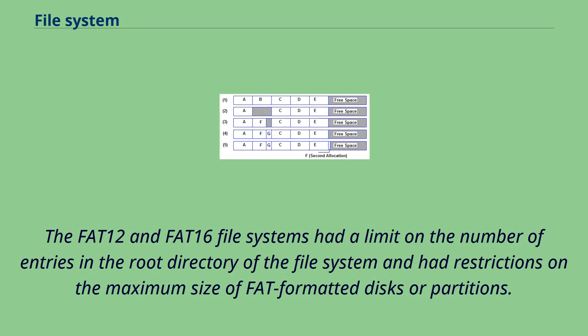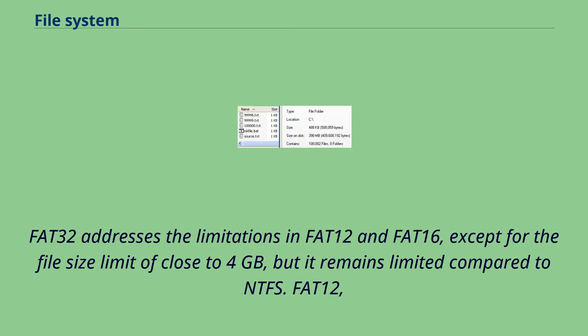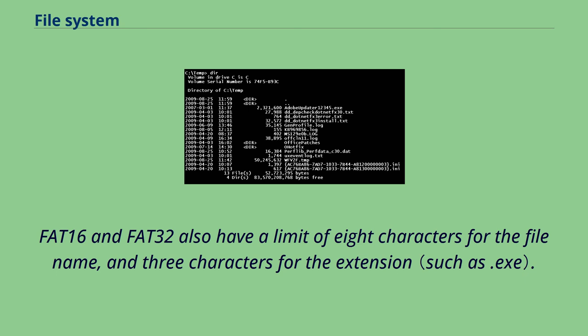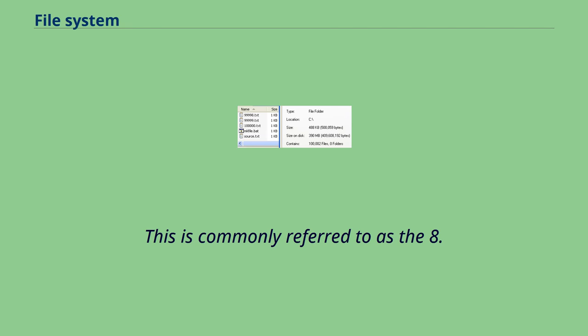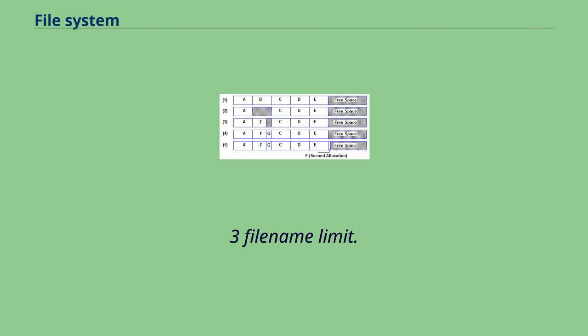The FAT12 and FAT16 file systems had a limit on the number of entries in the root directory of the file system and had restrictions on the maximum size of FAT-formatted disks or partitions. FAT32 addresses the limitations in FAT12 and FAT16, except for the file size limit of close to 4 GB, but it remains limited compared to NTFS. FAT12, FAT16 and FAT32 also have a limit of 8 characters for the file name and 3 characters for the extension. This is commonly referred to as the 8.3 file name limit.